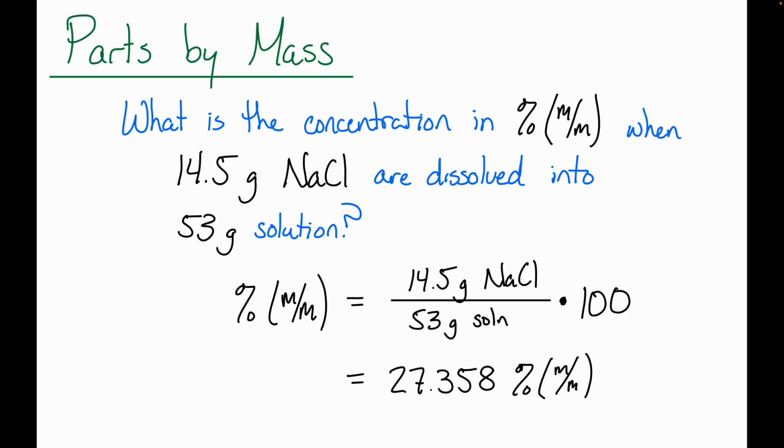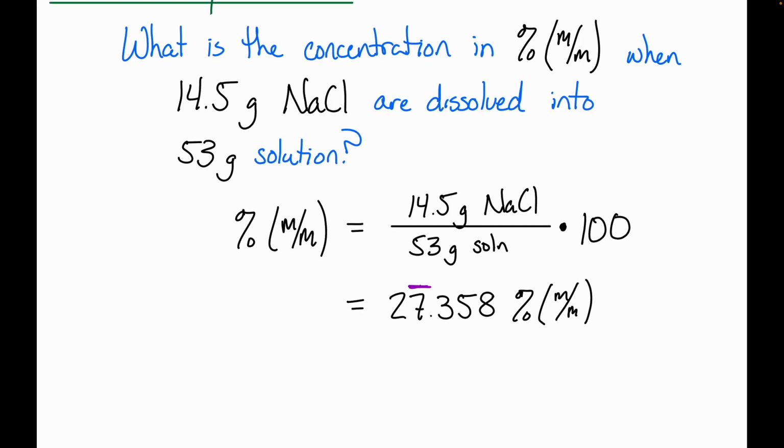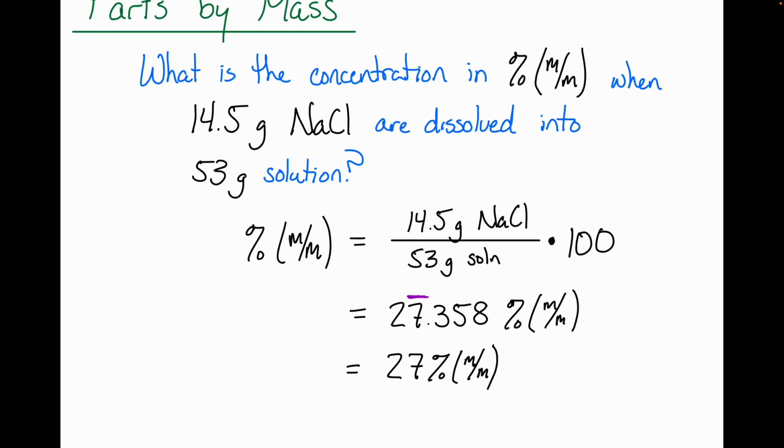All right, but doing our sig figs, we would final answer here, 27% mass over mass. Mass of solute over mass solution times that factor of f, which for a percent is 100.